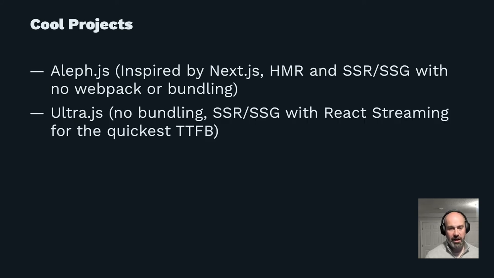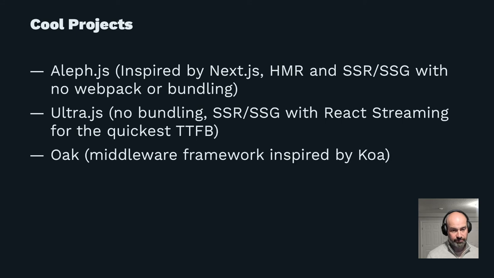Ultra.js is similar. It is using some of the newer APIs to support things like React streaming for the quickest time to first byte, I think it is, for rendering and getting pages up really quickly. So if performance is an issue, Ultra.js is something that's new and maybe something to keep an eye on. It's also a great way to start looking at the new React streaming APIs.